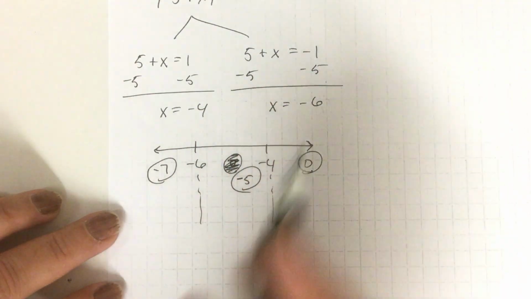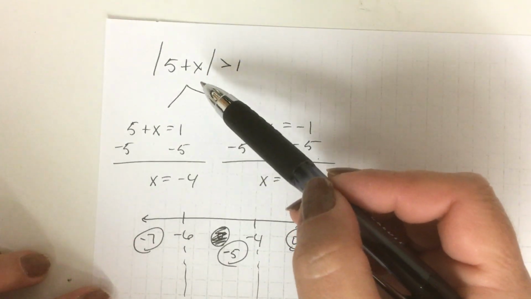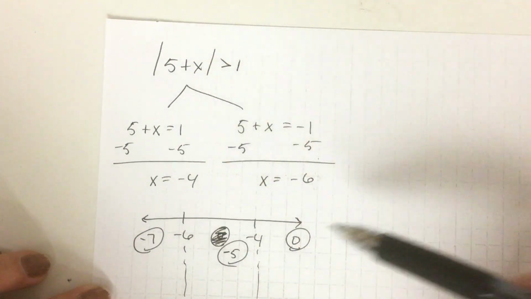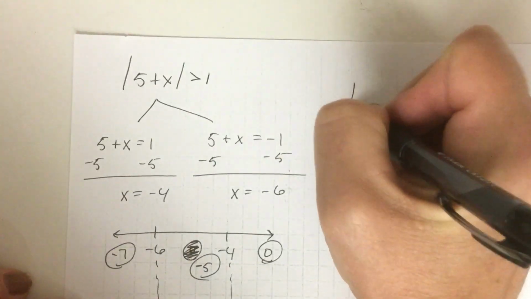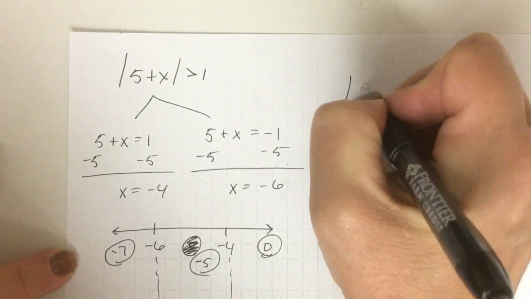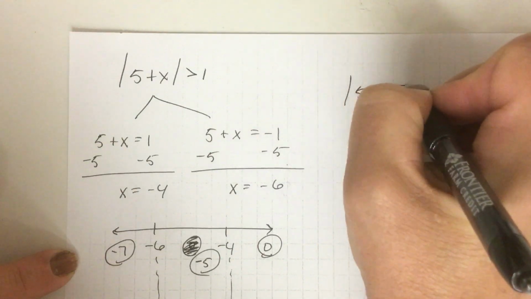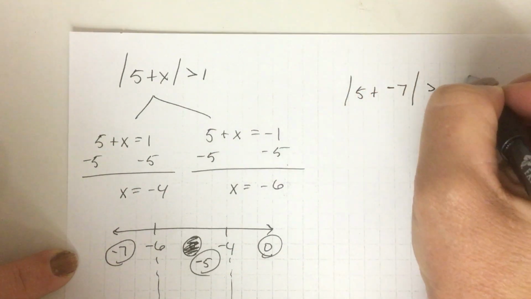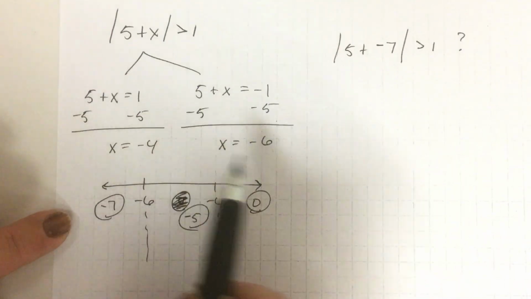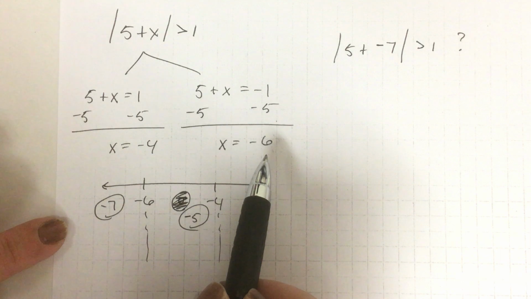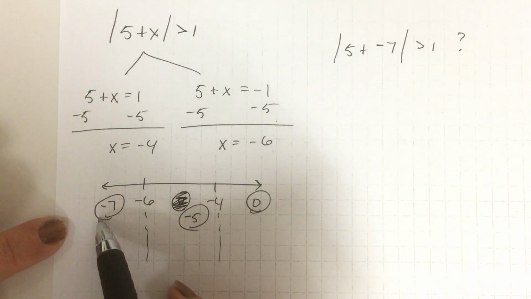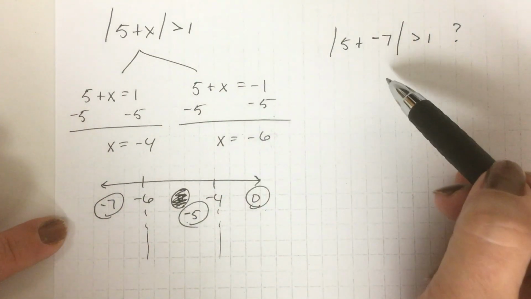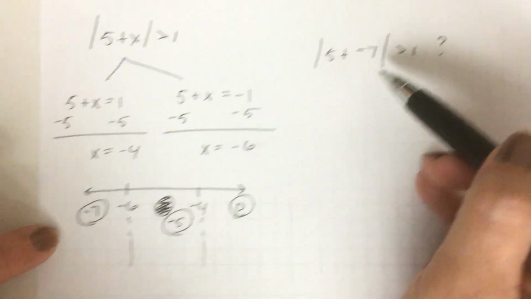Okay, so I go back to my original problem and I plug in the numbers that I've circled that I'm going to test. So I have the absolute value of 5 plus negative 7, and I want to know if it's greater than 1. Okay, so negative 4 and negative 6 were my numbers that I got for my solutions. I make a number line with those numbers, I pick a number in each section, and now I'm testing those. So negative 7 goes in for x.